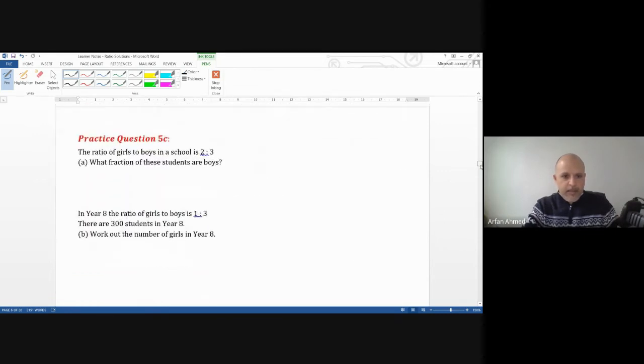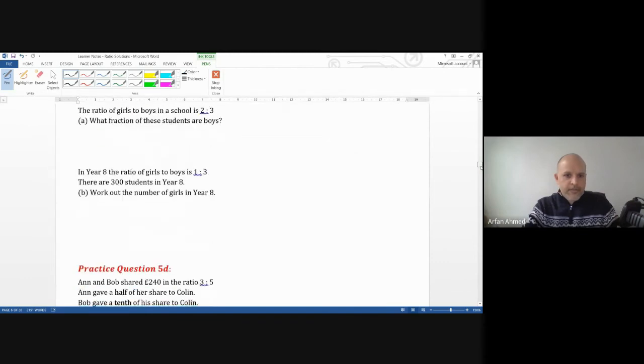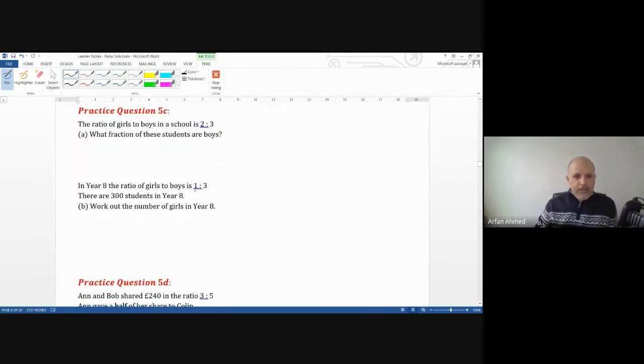Good. Next one. Practice question 5C. The ratio of girls to boys in a school is 2 to 3. What fraction of these students are boys for part A? Well, ratio of 2 to 3: 2 represents the girls, 3 is boys. What fraction are boys? It's going to be 3 out of 5, because the total is 5.